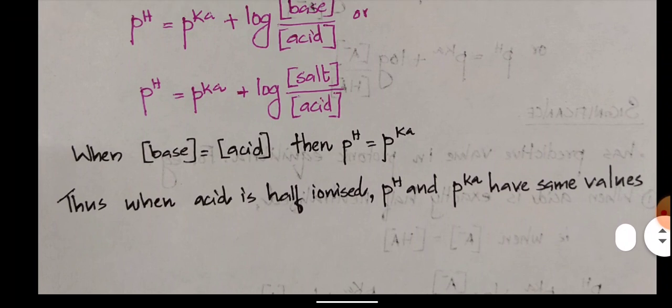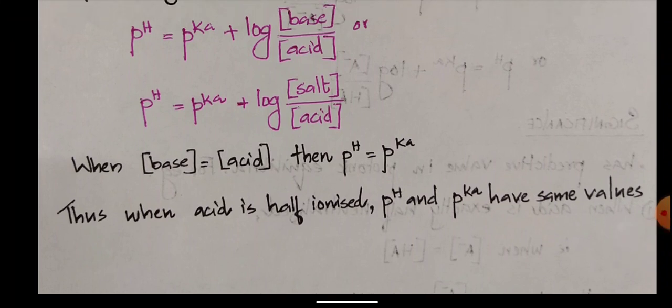Thus, when the acid is half ionized, pH and pKa have the same value. So consider a reaction in which the acid is half ionized. The concentration of the product and the concentration of the substrate will be equal. So the salt by acid ratio will be 1, and log 1 will be 0, and so pH will become pKa. I will explain it later.